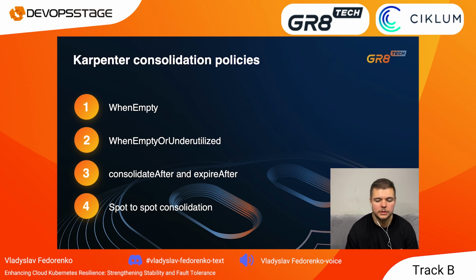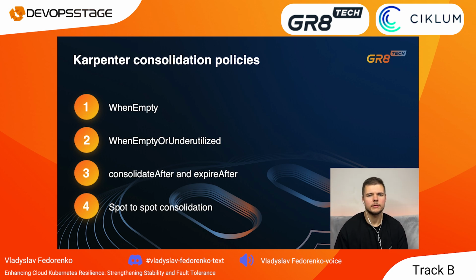The first feature is spot-to-spot consolidation. It is still in alpha testing, but if you run spot node pools in your Kubernetes cluster, you can try it. Karpenter will not wait for the spot node to expire. It will also try to find a cheaper alternative to your current nodes and install it if possible.